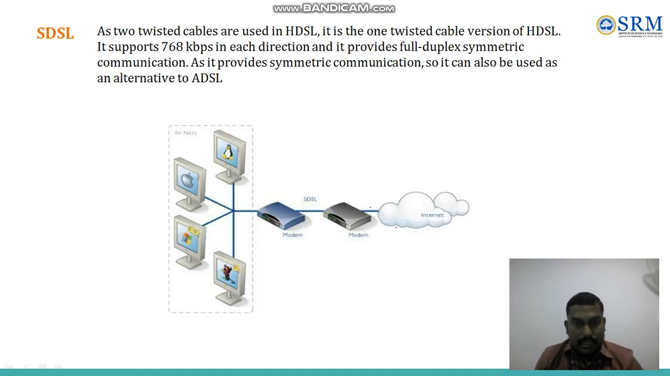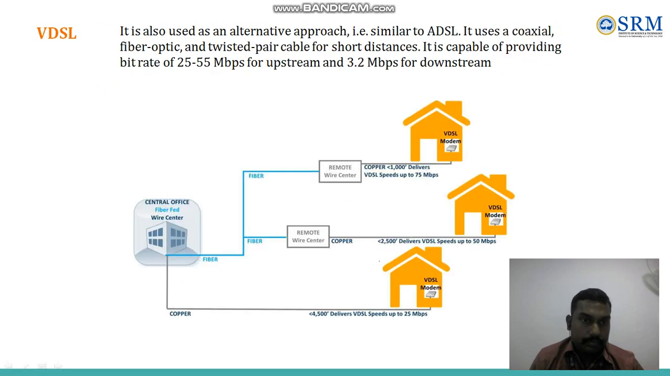And this is SDSL. Two twisted cables are used in HDSL. SDSL is the one twisted cable version of HDSL. It supports 768 kbps in each direction and provides full duplex symmetric communication. Since it provides symmetric communication, it can also be used as an alternative to ADSL. And VDSL is also used as an alternative approach similar to ADSL.